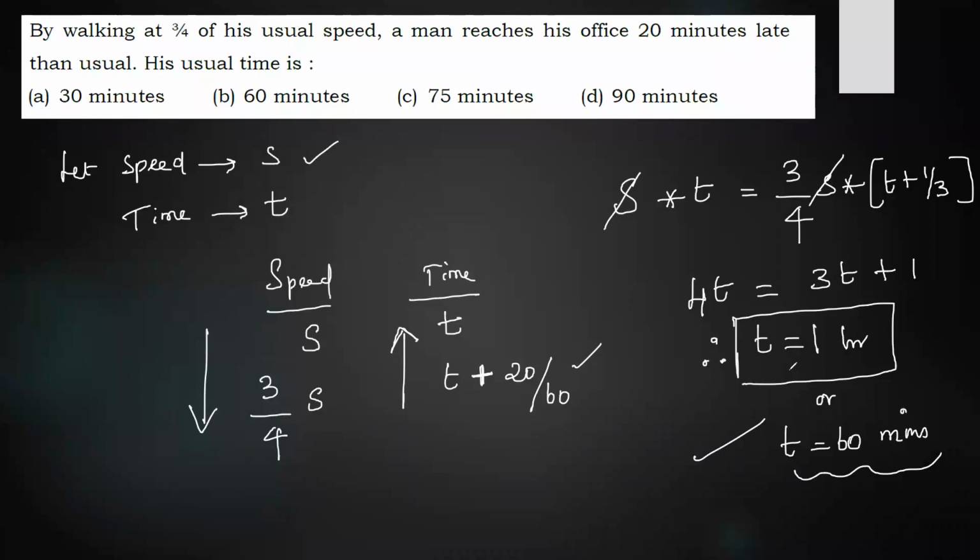Or else you can directly say that if you reduce 1/4, you are getting 20 minutes late, right? So therefore 3/4 will be 3 times 60. This is the usual time. Leave the 20 minutes, okay? For 1/4, again I am explaining this, listen carefully.